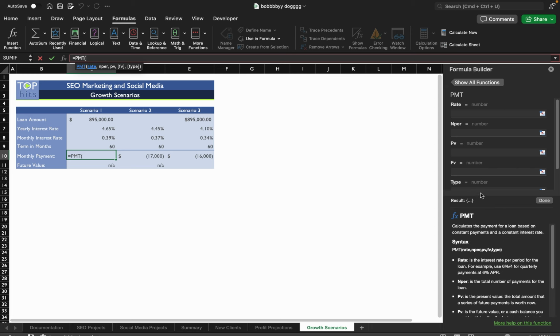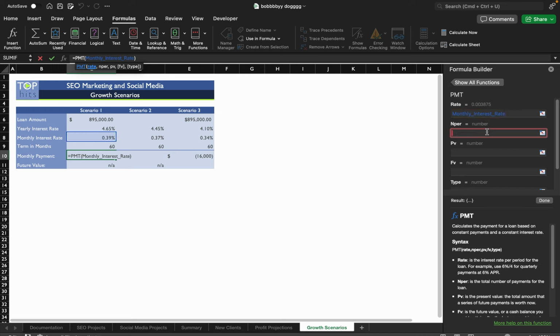So on the first one, it wants the rate. This is the interest rate per period for the loan, for example, 6% for quarterly payments. For this one, we're going to use the monthly interest rate in cell C8. So we're going to put in that interest rate here, and it's going to use the defined name, which is the monthly interest rate.